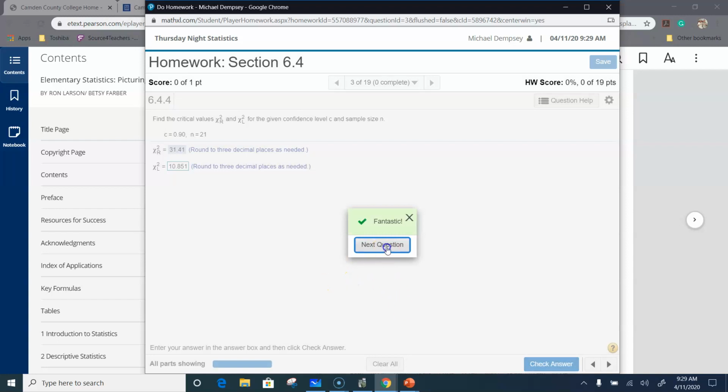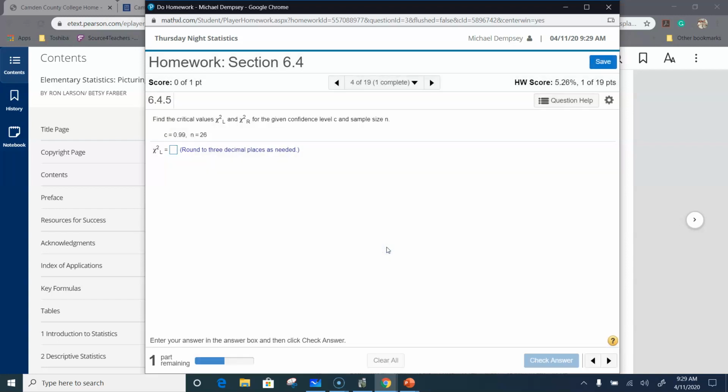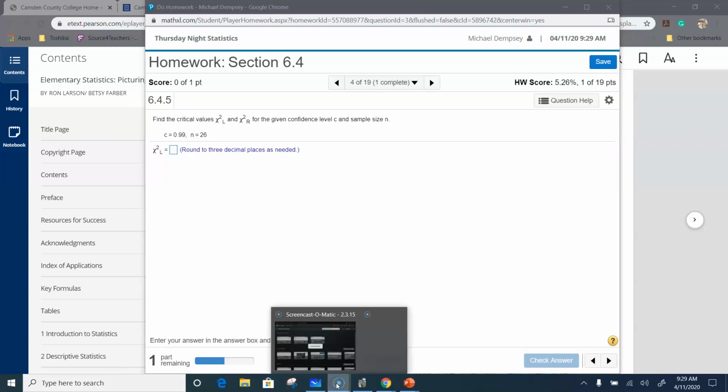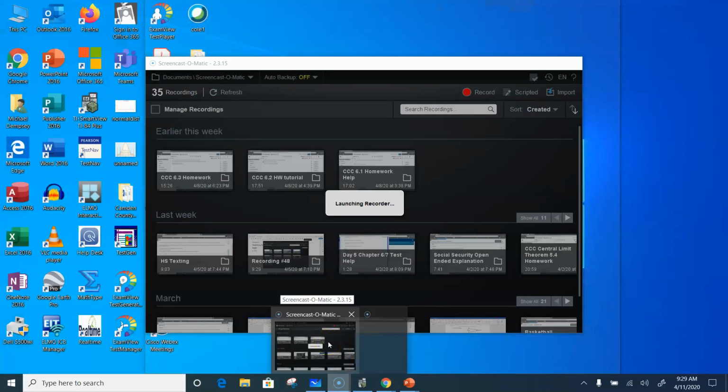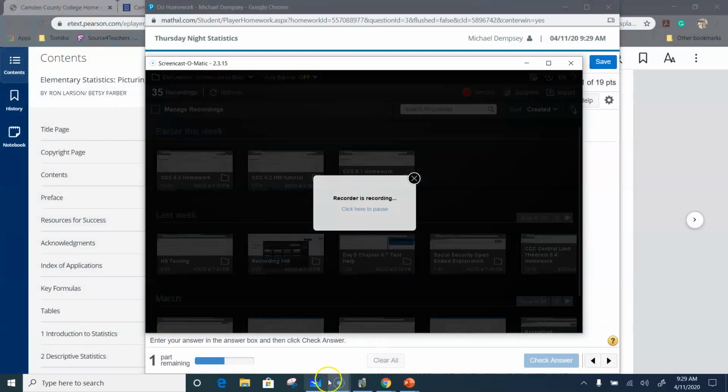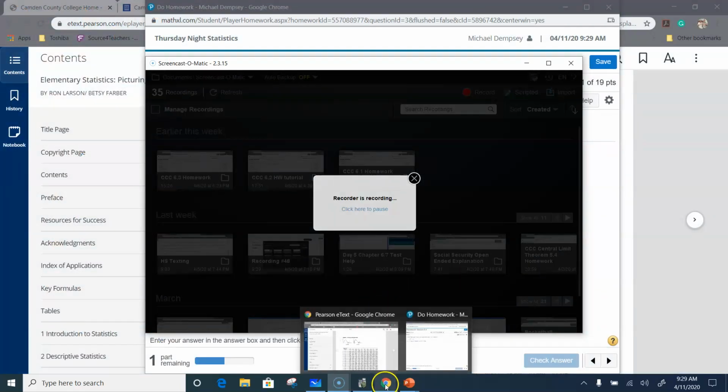When we're making these confidence intervals for variances and standard deviations, that's really the first step, is to get that chi-squared left and chi-squared right. So let's look at another one. Once we get these two values, getting the chi-squared interval is not as difficult. Okay, my recorder's still going. We're good.